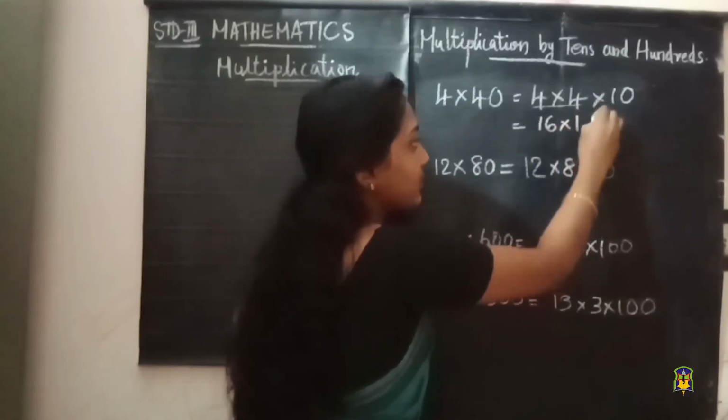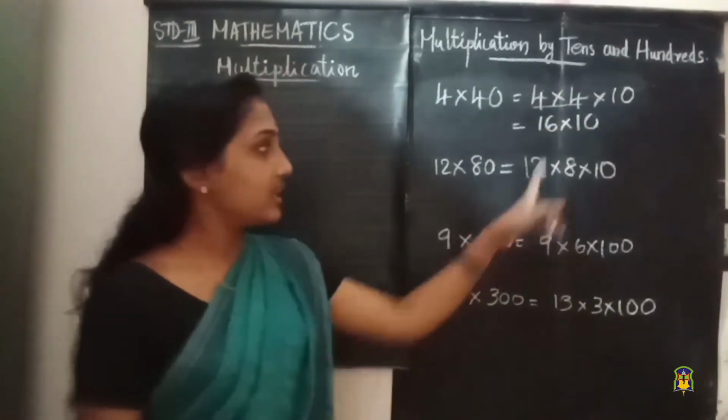Then what we have to do? Then we have to multiply by 10. 16 into 10.